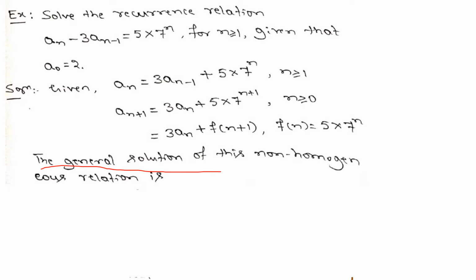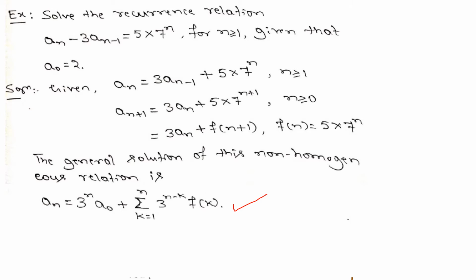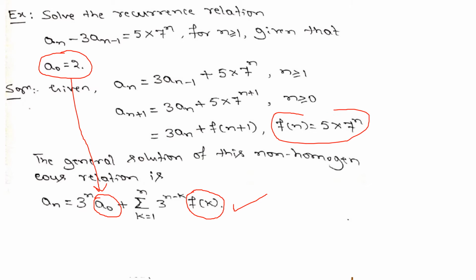The general solution of this non-homogeneous relation is given by this formula for the solution of first order recurrence relation. In this, let us substitute the value of f of k and a_0. a_0 is 2 as given in the question. We will substitute here, and f of k can be written as 5 into 7 to the power k. Let us substitute.